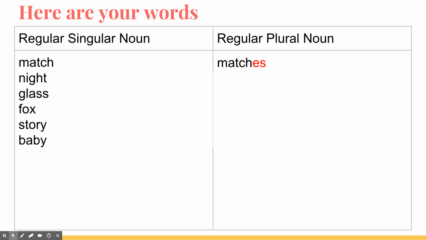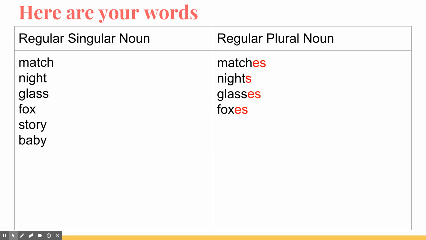But for night, we don't say nightes, we say nights. And we put an S on the end. So that's the plural form of night. For glass, we say glasses, so we're going to add an ES to the end of the word. For fox, can you think of what we say at the end to make it more than one fox? Yep, we say foxes, so we put an ES.